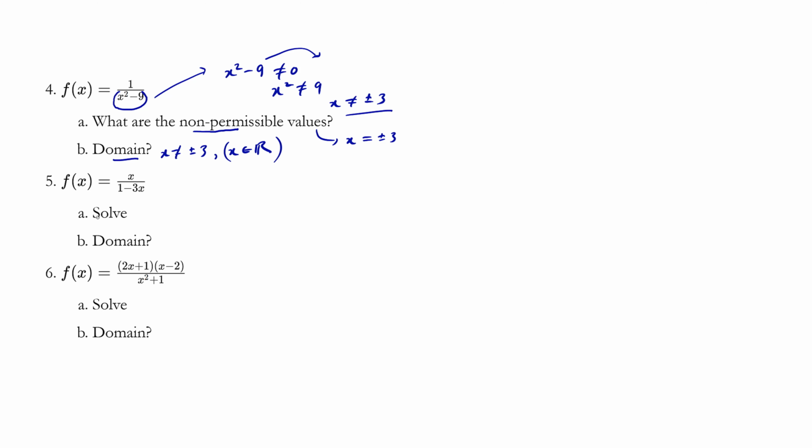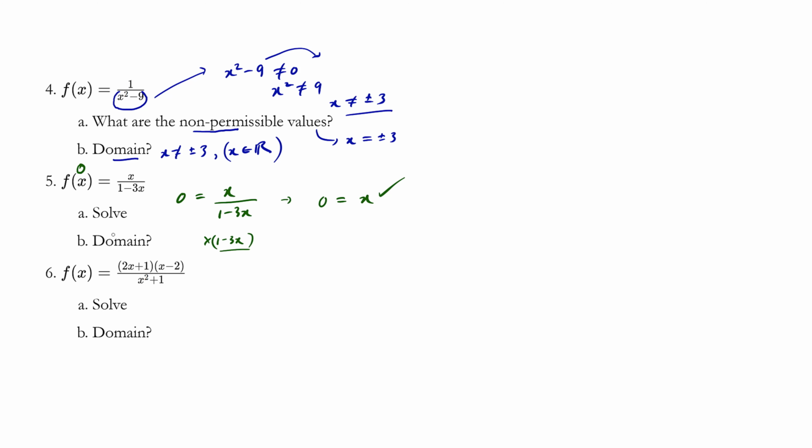Let's try question number 5. Let's solve. Solve means finding the x-intercepts, or setting y equals 0. Same thing. So 0 is equal to some expression with a denominator. We're not quite sure what the value of x is, but you're allowed in math to multiply both sides by the denominator. So let's multiply both sides by 1 minus 3x, whatever that number is. 0 times 1 minus 3x is still 0, and the 1 minus 3x on the right disappears. So therefore x equals 0.